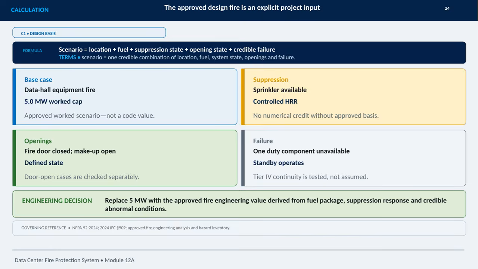The engineering decision is to replace the 5 megawatt placeholder with the approved fire engineering value, based on the fuel package, suppression response, and credible abnormal conditions. The governing references include NFPA 92, the 2024 IFC, and the approved fire analysis and hazard inventory.